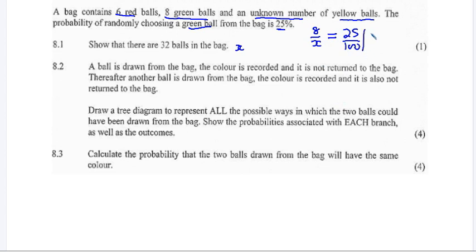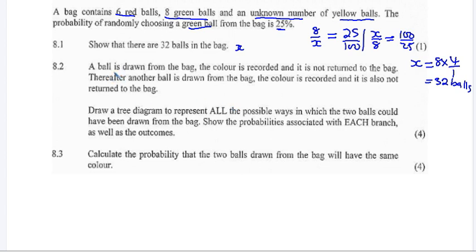We can rewrite this equation as x over 8 is equal to 100 over 25, and this is 4 over 1. So your x then will be equal to, take your 8 to the other side, 8 times 100 over 25. Remember, 25% is 1 over 4. When we turn it upside down, it becomes 4 over 1. So this is equal to 32 balls. That's how you're supposed to show that we have 32 balls in the bag.